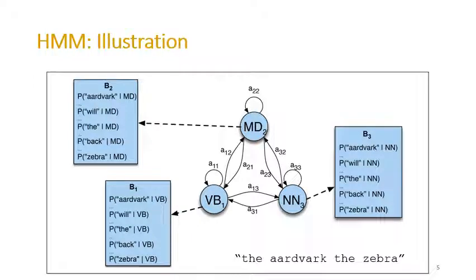Now, this is an illustration of a hidden Markov model. So what we can observe or what we can see is that, for example, we are given this sentence: the aardvark, the zebra. And then these are the possible tags. For example, there are only 3 possible tags: verb, model, or noun.